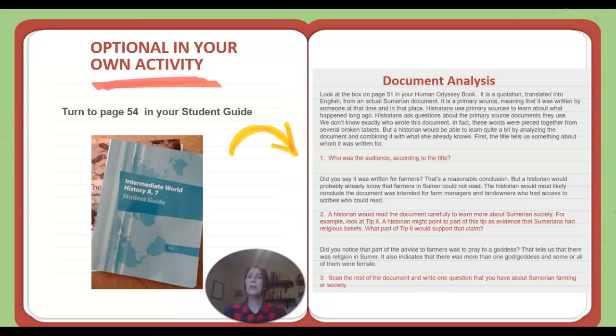This is an optional on your own activity. Sorry for the typo. So turn to page 54 in your student guide and you'll see there's a document analysis. You can look at the box on page 51 in your Human Odyssey book, which is here. And we're going to talk about this in class as well, but you can go ahead and look at this blue box here and it will help you to fill in the information in this optional activity. It is on page 54 in your student guide.